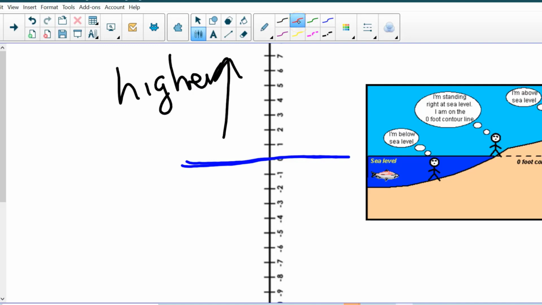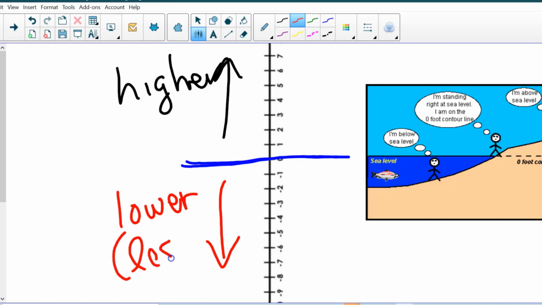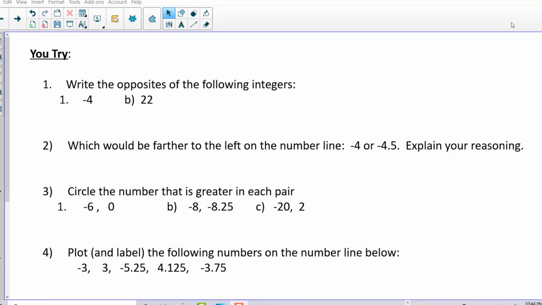And alternatively, the lower you are on the number line, the lower the number value is. So the lower you are on the number line, the lower the value, or you can think of it as the less the number is. That's right. The lower, less. The higher the number is, the higher the value. The lower the number, the lower the value.